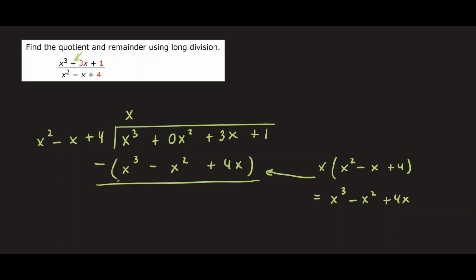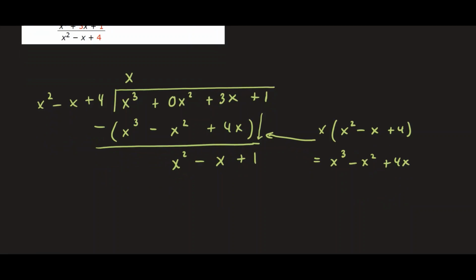So x cubed minus x cubed, that's 0. And then 0x squared minus negative x squared, that would be positive x squared. 3x minus 4x, that's negative 1x. And then the 1, we can just bring it down. It has no term to combine it with. All right, so now we repeat.